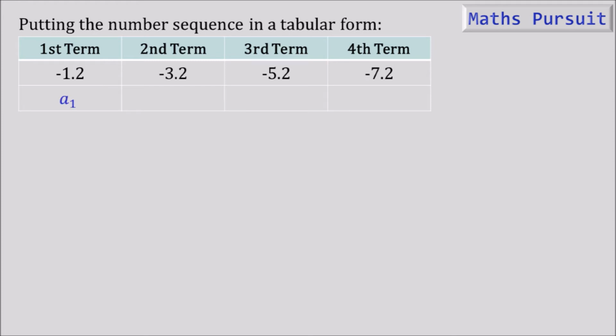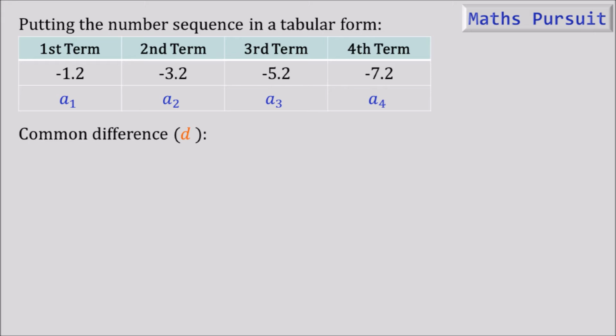Now naming A1 to first term, A2 to second term, A3 to third term, A4 to fourth term. Guys, we are naming here A1, A2, A3, A4 so that it would be easy for us while making the calculations. Now let us find out the common difference.